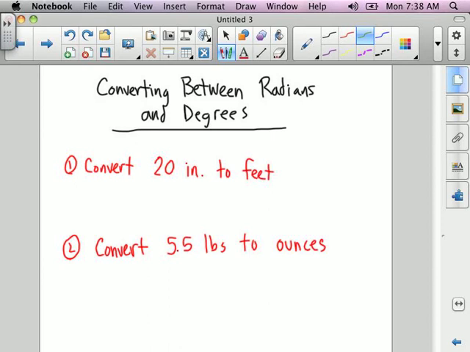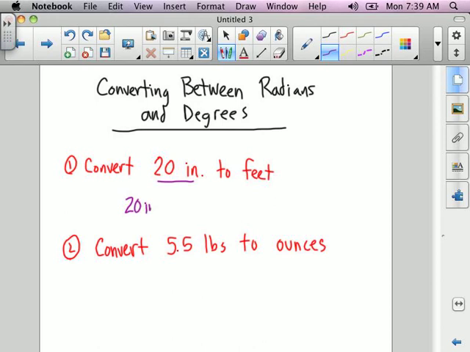I want to show you two examples relating to something you probably did in freshman year, Algebra 1, middle school, something like that, where you learned how to convert units. I know you guys can do these problems, but I want to show you how I think about these because it really relates well to how you'll do it with radians. So if I have 20 inches and I want to turn that into feet, I'm starting out with 20 inches.